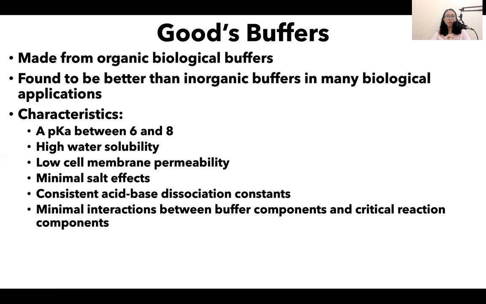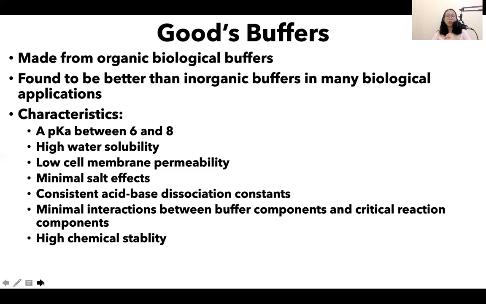Next, these buffers have minimal interactions between buffer components and critical reaction components. An example would be metals. For example, your biochemical experiment needs some metals like magnesium ions. These buffers do not interact with such. Some ions can chelate your metals, or your cationic metals, and we don't want that because the metals are important in the biochemical reaction.